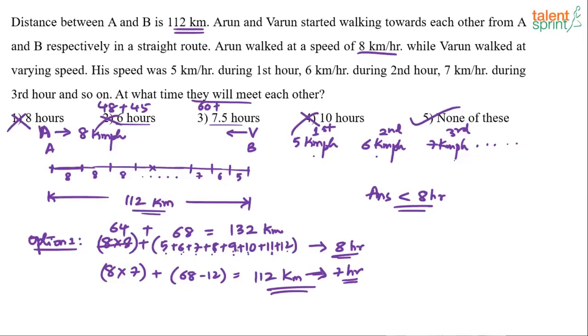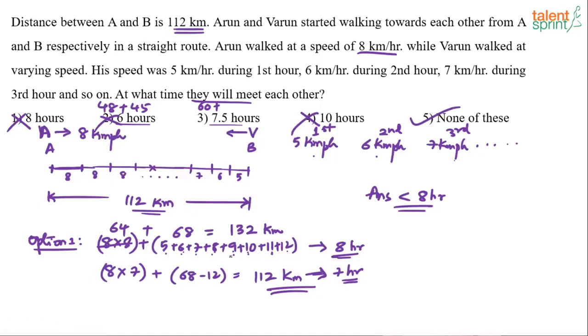5 plus 6 plus 7 plus 8 plus 9 plus 10 is 45 for 6 hours. Plus 5.5, half hour, half of 11. 5.5. You understand? So basically, 12 plus 5.5, 17.5 should be removed from 68. Now that is giving me a non-integer value.